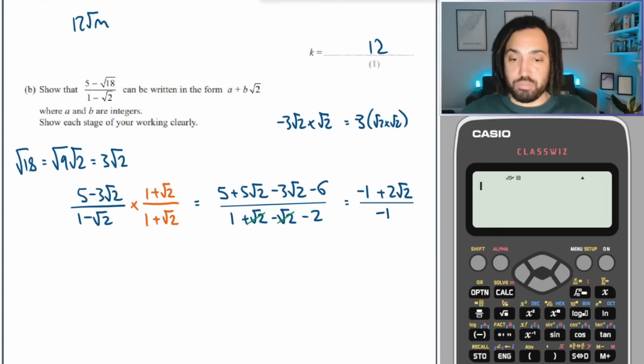Okay, so dividing through by minus 1 is just going to change the sign of the numerator. So the minus 1 becomes a plus 1, and the 2 root 2 becomes a minus 2 root 2. And that is good.